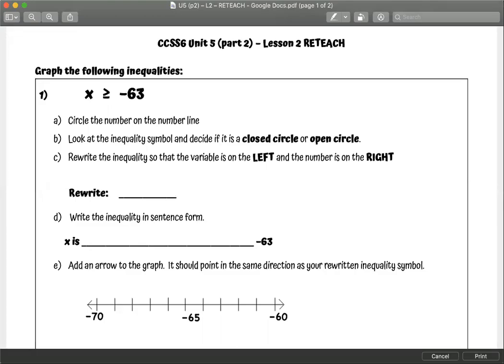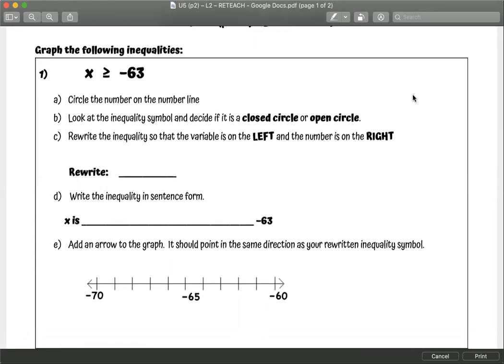Let's take another look at graphing inequalities. So first, we are going to take an inequality and graph it. So we've got x is greater than or equal to negative 63.